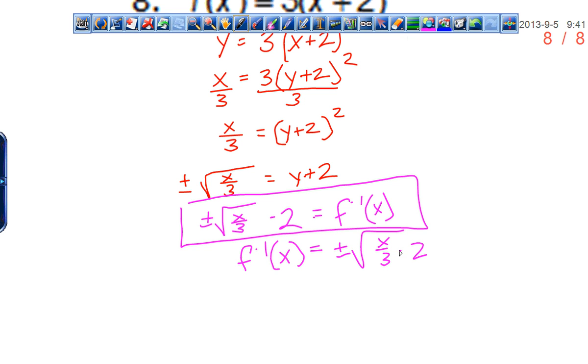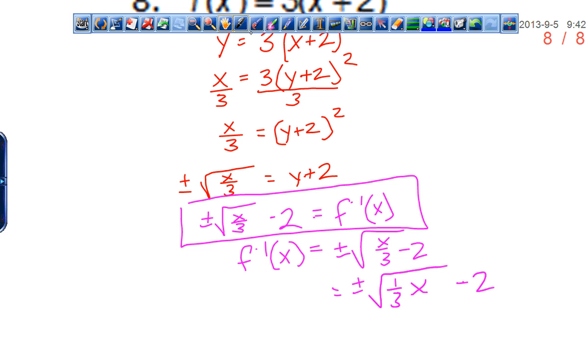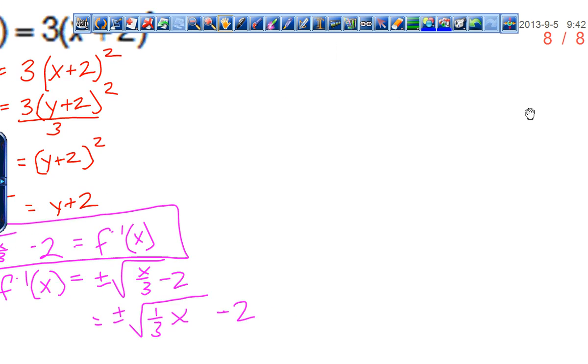One third x and x over 3 is the same thing. If you put that, kudos to you. So another possible answer could have 1/3 x there, and then minus 2 outside. Okay, the last one I had y'all do was number 9. Or do y'all need more time to write that down?